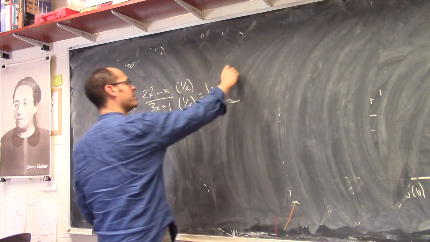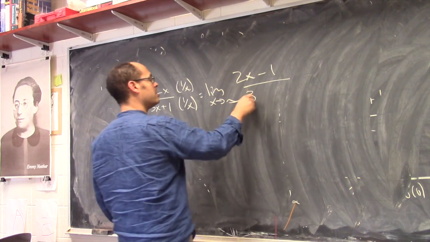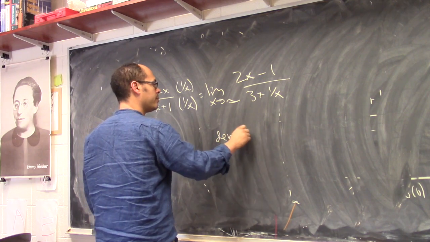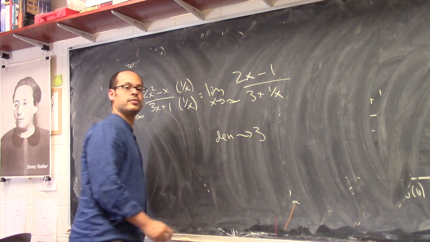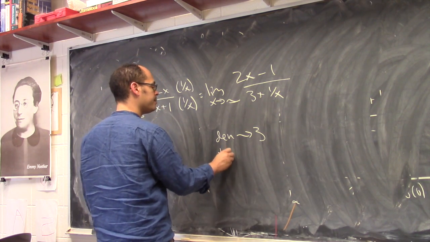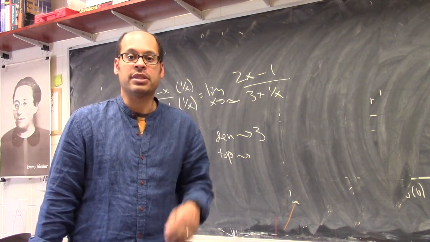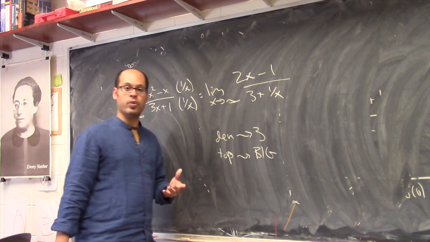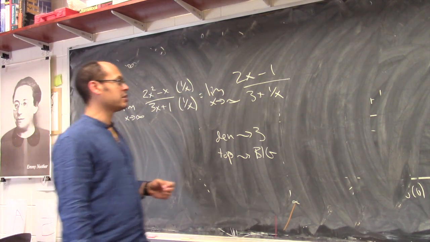So in the top, when I multiply through, I get a 2x minus 1. And in the bottom, when I multiply through, I get a 3 plus 1 over x. So the denominator, if x goes to infinity, this goes to 0 and it gets close to 3. So the limit of 1 over x, remember, goes to 0. The top, well, 2x gets big. The 1 doesn't help things that much. The top gets big. So colloquially speaking for a moment, this looks like big divided by 3, which is big. This limit's actually going to go to infinity.